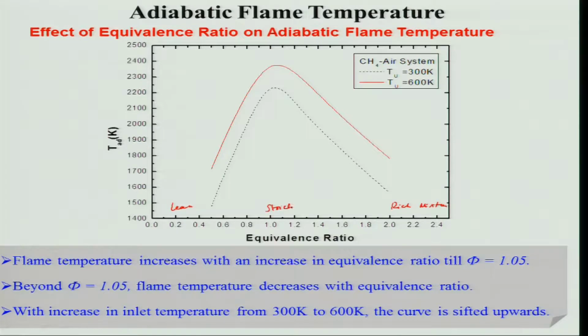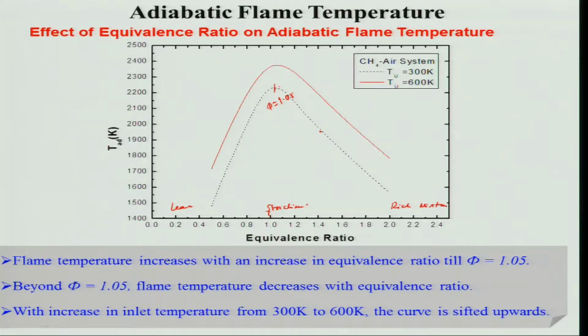The temperature increases from the very lean mixture, reaches a peak value, and then decreases again. This peak value for a hydrocarbon occurs around phi equal to 1.05. Keep in mind the slope is steeper on the lean side, and a little less steep on the rich side. Why is it so? It is a matter to be pondered.